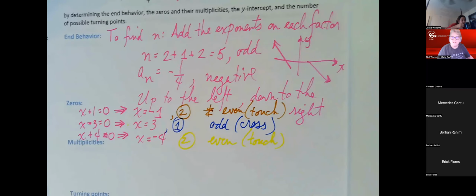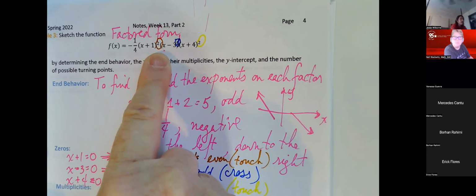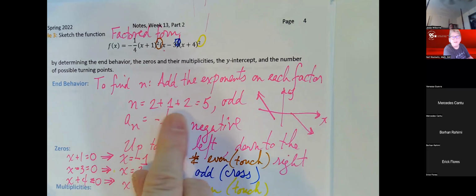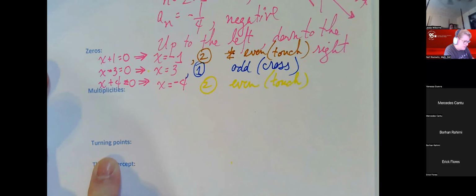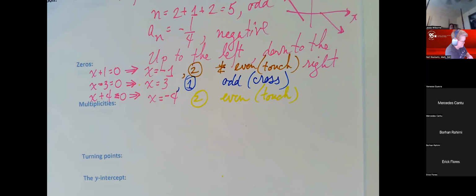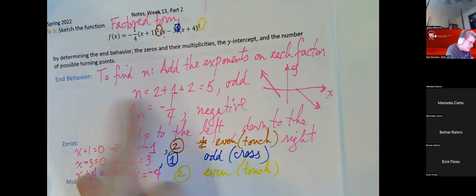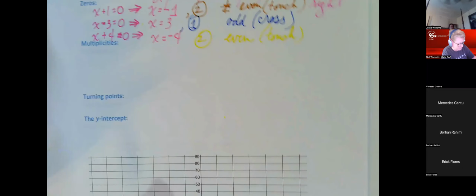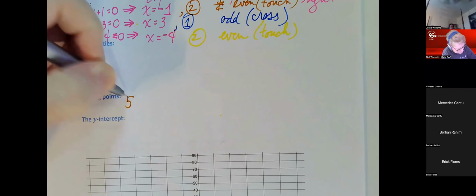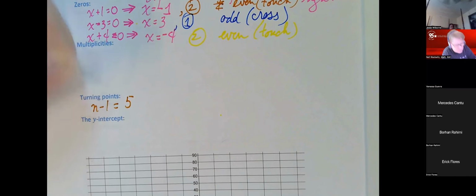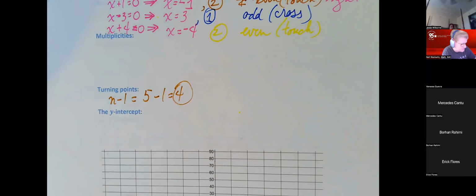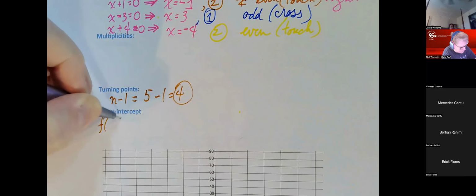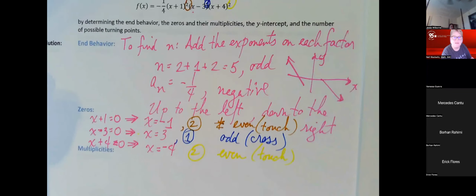So some things are lots easier in factored form. Some things take more work, like finding n. How many possible turning points will we have? Because n this time was 5. We're going to have 4. That's right. 4 possible. And what is the y-intercept? What do I plug in to find the y-intercept?